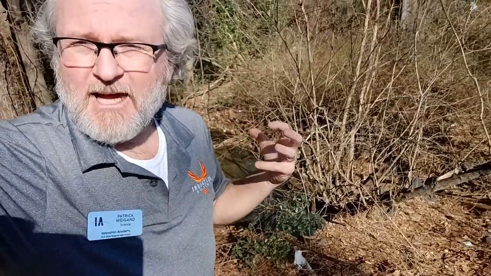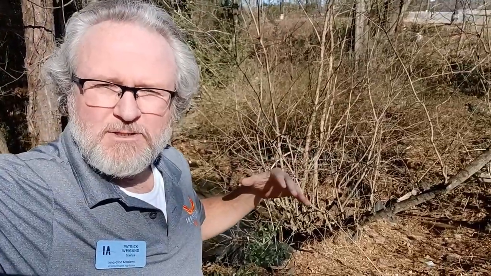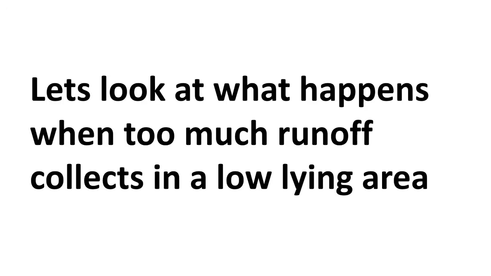Down here we've got a natural water course. We've got a little stream where the water over time naturally wants to go, but we have created too much runoff. By having a big parking lot and a big school, we have created too much water that this stream cannot handle, and it would cause a flood. So we can't let all of our runoff from our campus go into this little stream, because it would be too much for that stream to handle. So what do we do with it? So let's look at what happens when too much runoff does collect in a low-lying area.